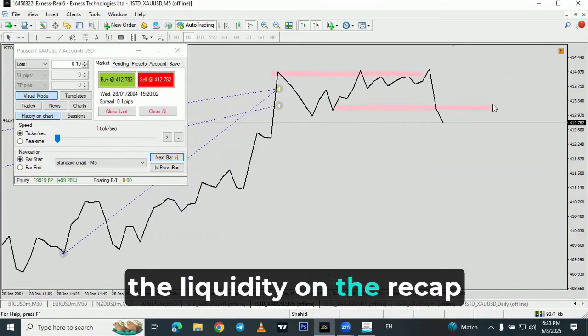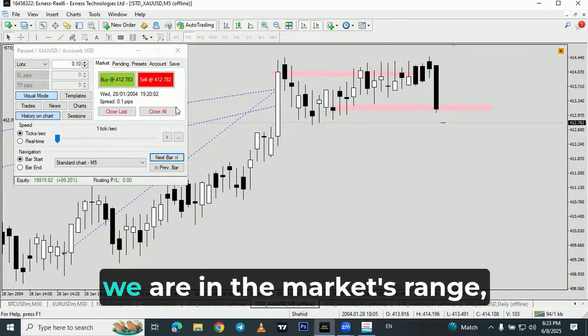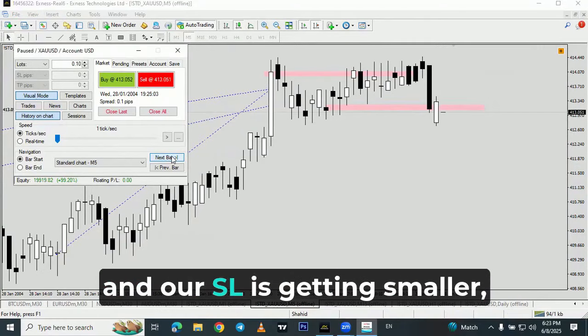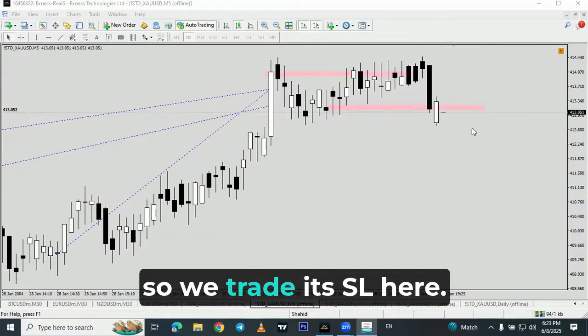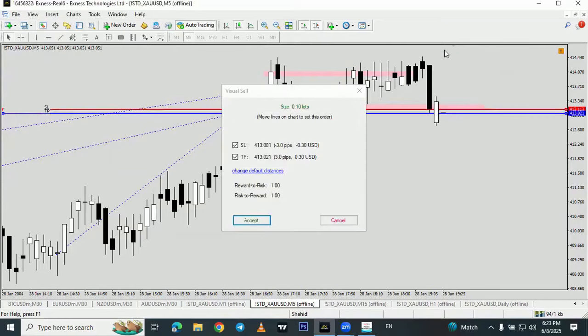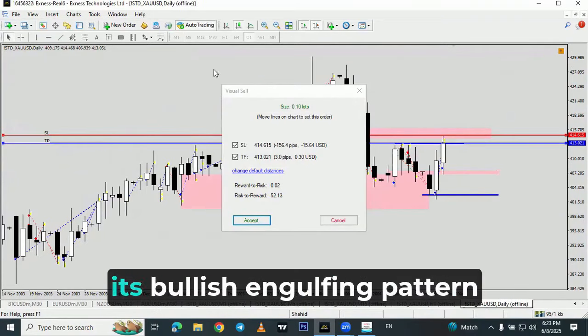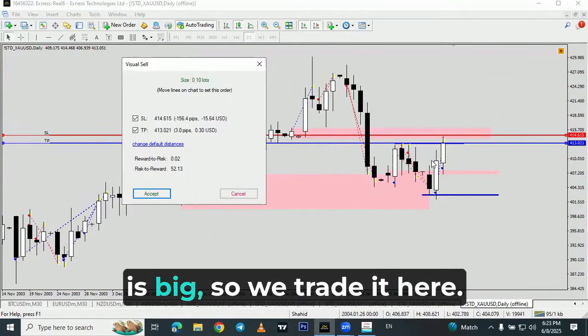The liquidity on the recap side is cleared. So we are in the market's range and our SL is getting smaller. So we trade its SL here. If we look here, its bullish engulfing pattern is big. So we trade it here.